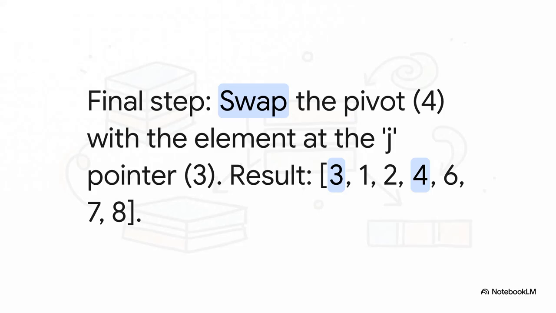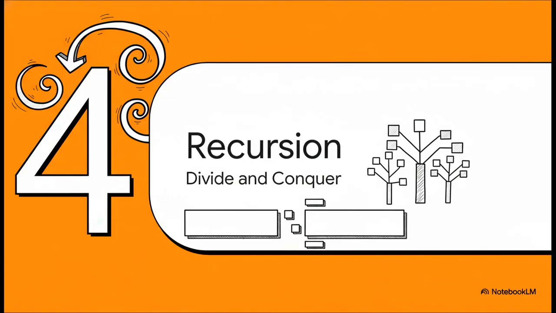And here's the brilliant final move. Once those pointers cross, we take our pivot, that 4 sitting at the very beginning, and we swap it with the element where the J pointer ended up, which is 3. Now look at the result. Our pivot, 4, is sitting perfectly in its final sorted position. Everything to the left is smaller, and everything to the right is bigger. Mission accomplished. So, we've successfully put one element in its perfect spot.